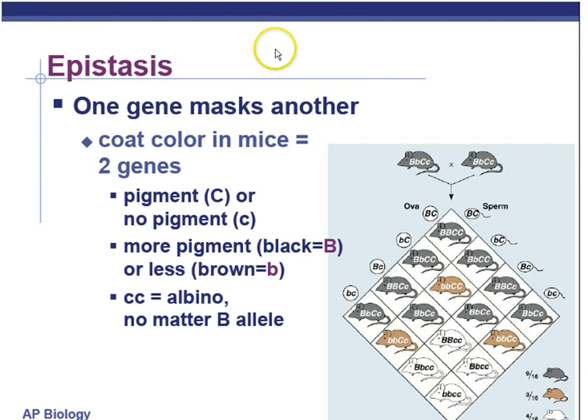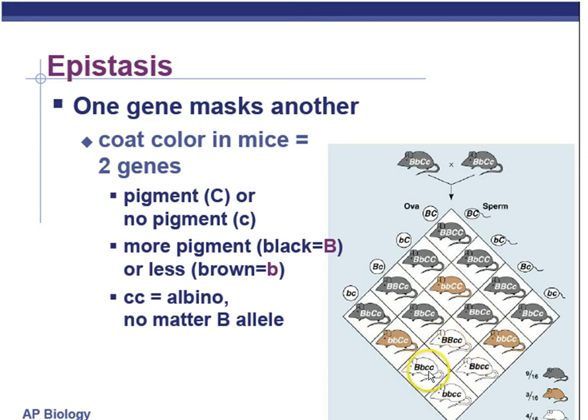Epistasis. Epi means on top of, and we're talking about one gene turning on another gene. In this case, we have the pigment gene that has to be turned on before you can make pigment in mice. If you don't get the pigment gene, you have a lack of pigment, or an albino or white mouse. So here we have the recessive gene, little c, little c, little c. All these mice don't have any pigments, even though they have the alleles for black and brown fur color.